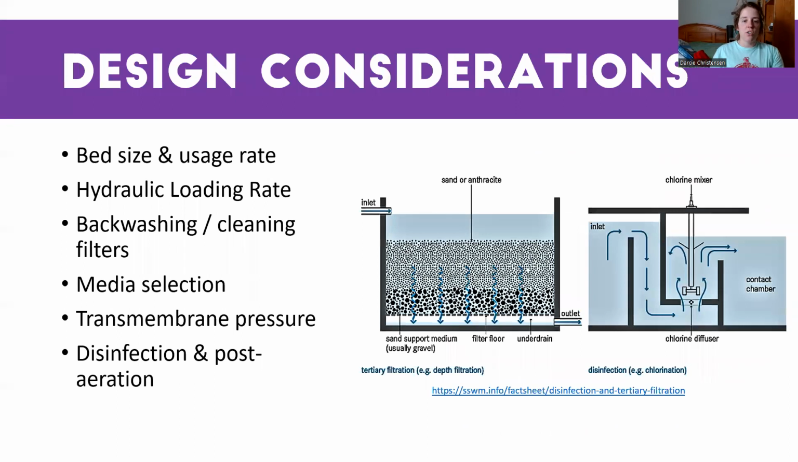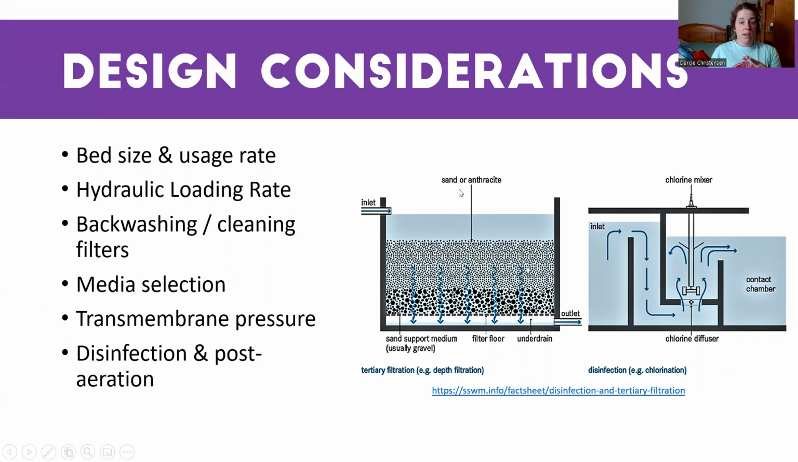So design considerations. A lot of things similar to what we've talked about, but there are some new things because of filtration. So bed size and usage rate. So how much of this, especially if you have like sand or anthracite or carbon in a filter, how much is it being used and how much do we need to resupply and how often do we need to wash it, which falls into this third one, backwashing and cleaning the filters. How do we actually make sure that those filters or media are being taken care of, which brings in media selection. What are we actually going to put in it?